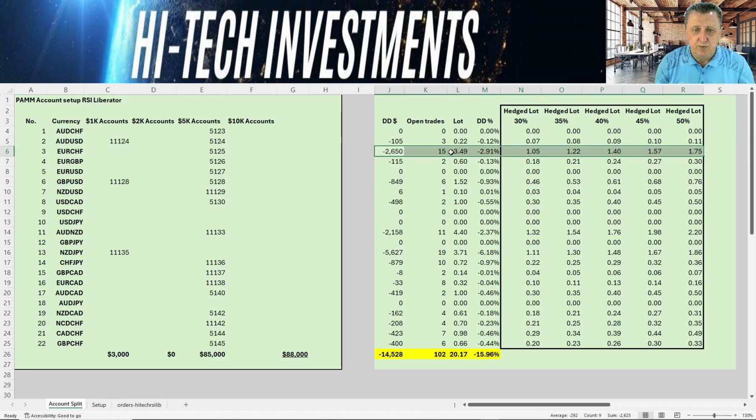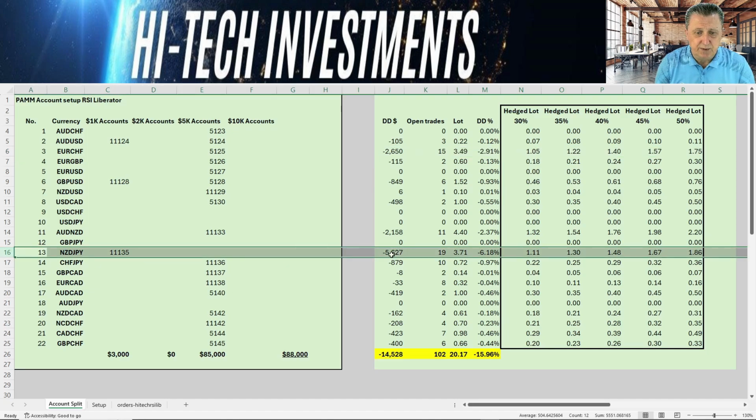You can obviously go in and highlight these ones. So there's one at 2,650, 2.91% that is in drawdown at the moment. We have the biggest one we have is New Zealand Japanese. So definitely that is an interesting one as always.